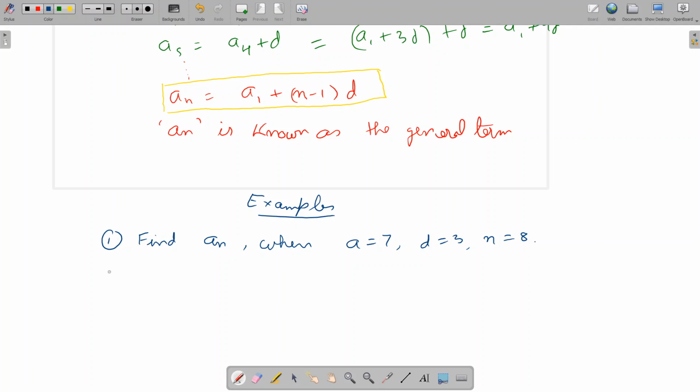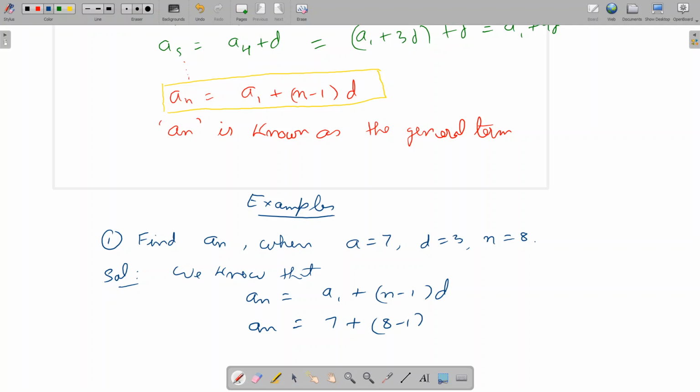So we know the formula. First of all, we write down the general formula of an AP for the nth term. We know that An equal to A1 plus (n minus 1) into D. So what is our An? An will be equal to A1, which is 7, plus n, where n is 8, so 8 minus 1, into D.